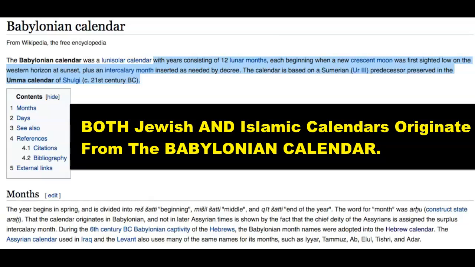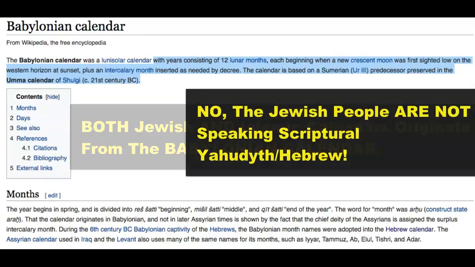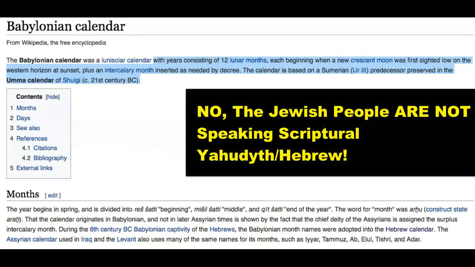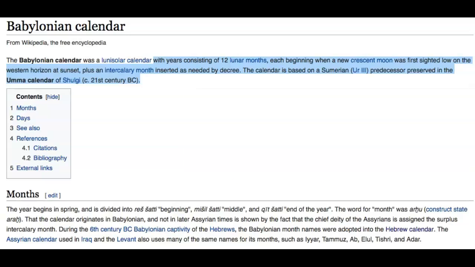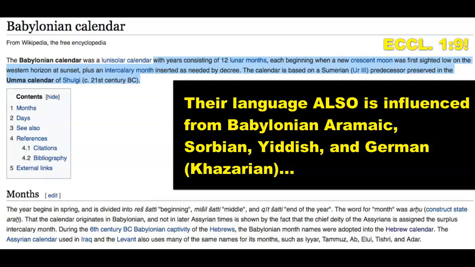And we've gone over this in our Hebrew 101 video, because no, they're not speaking Hebrew, and no, they're not speaking the Yahudiath Hebrew language of the scriptures, but they're actually speaking Babylonian Aramaic and influences from Babylon, the Babylonian language, just like they're using and adopting the Babylonian calendar. Wow, nothing new under the sun.